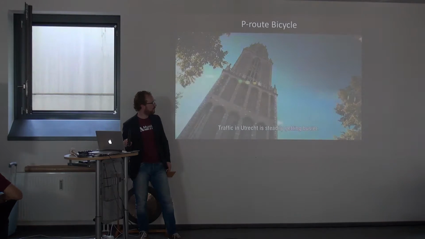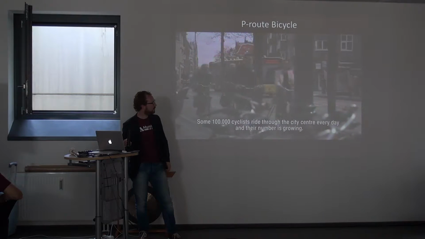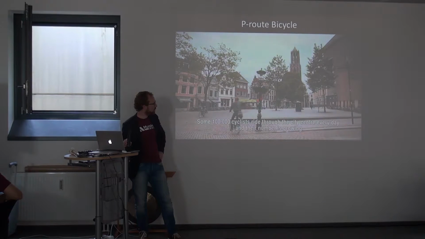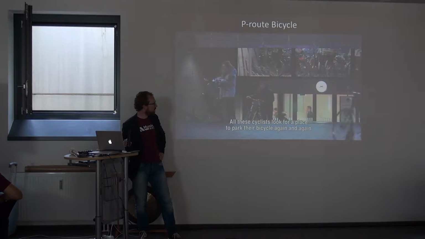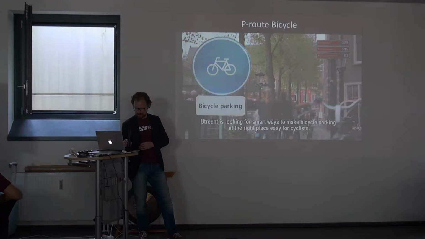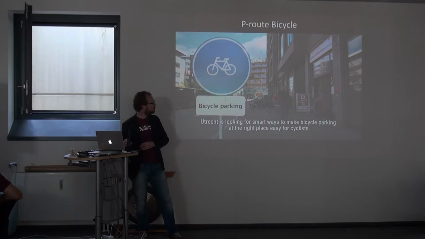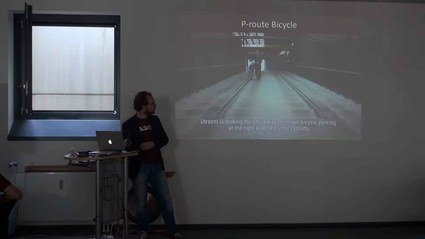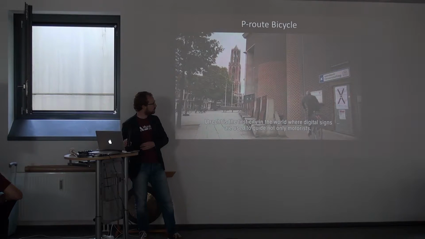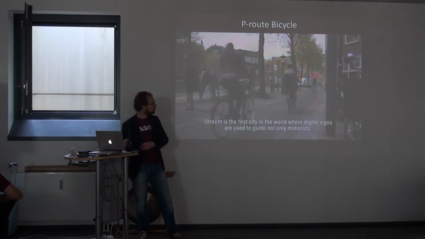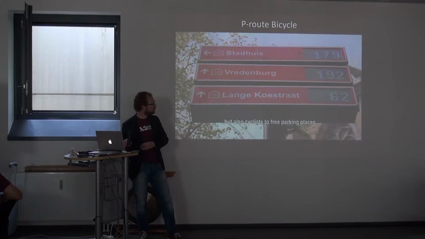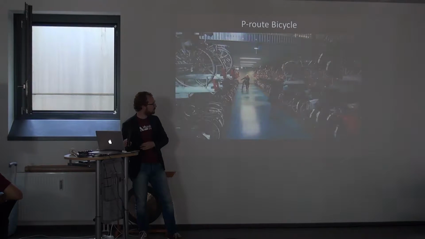Traffic in Utrecht is steadily getting busier. Some 100,000 cyclists ride through the city centre every day, and their number is growing. All these cyclists look for a place to park their bicycle again and again. Utrecht is looking for smart ways to make bicycle parking at the right place easy for cyclists. One of these smart ways is the new P-Route bicycle. Utrecht is the first city in the world where digital signs are used to guide not only motorists, but also cyclists to free parking places.